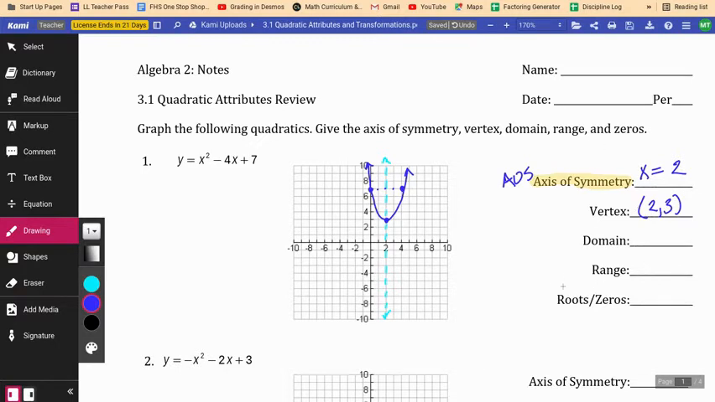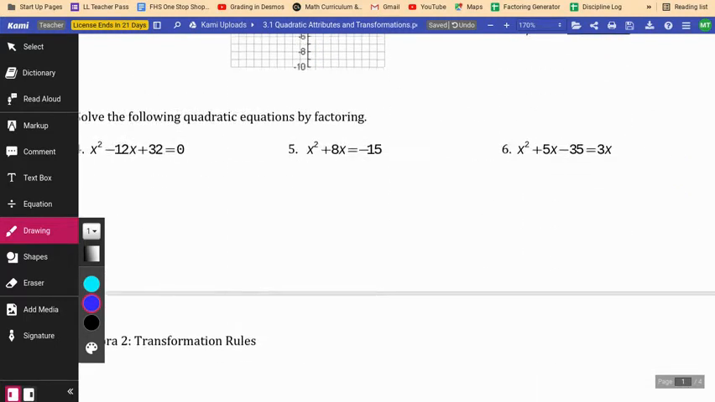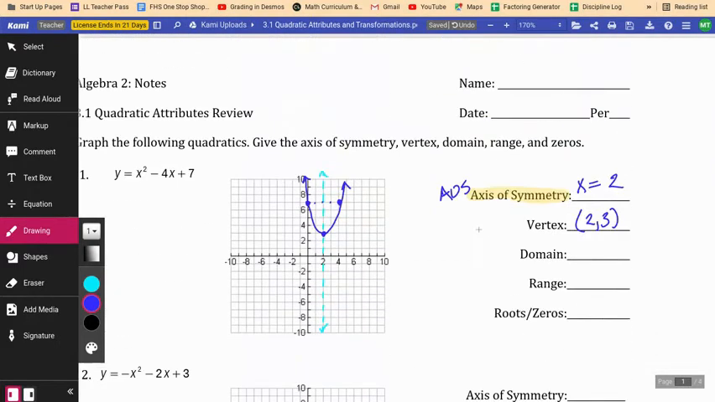Okay, so let's do domain and range. The domain, remember, goes from left to right. So imagine this graph, this parabola, is a road. If you're walking to the left, will you ever stop? The answer to that is no. You'll keep going to negative infinity. Same thing if you walk to the right. You're going to keep going to the right to positive infinity. So I have negative infinity to positive infinity. We say that is all real numbers. And so there's the symbol for all real numbers.